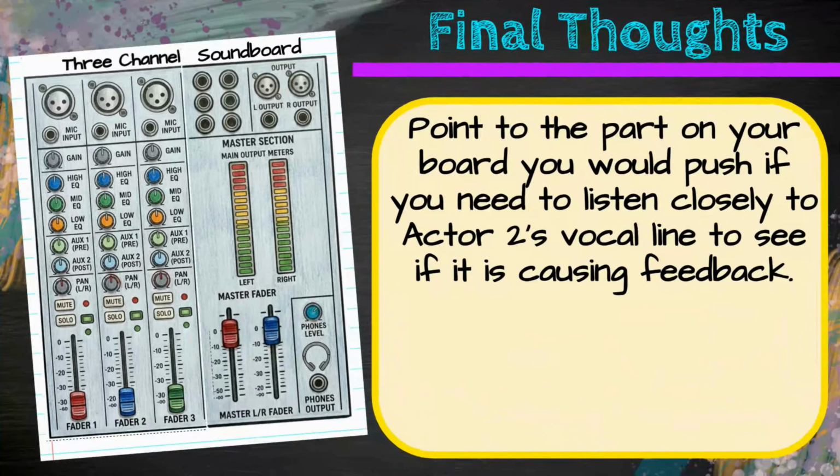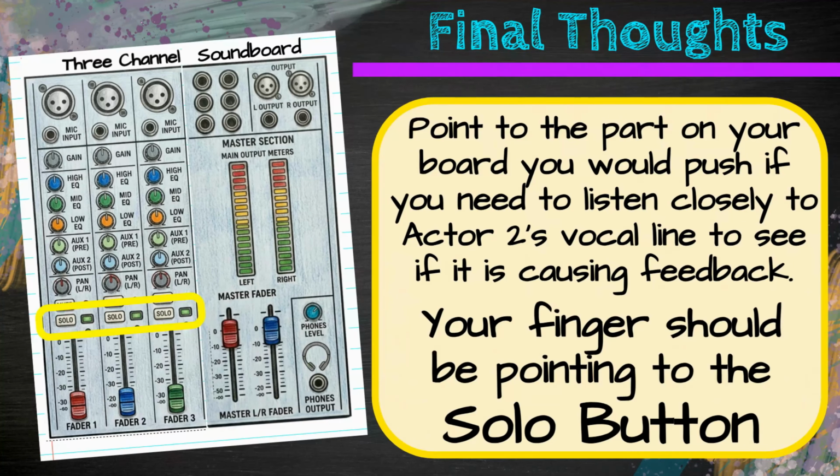Next, point to the part on your board you would push if you need to listen closely to actor 2's vocal lines to see if it is causing feedback. All right, point to that spot. 3, 2, 1. Your finger should be pointing to the solo button. It is awesome if you point to any of these solo buttons, but generally if it's actor 2's vocal line, we would put them on fader 2 because they're actor number 2. So I would have put my finger right here on this solo button.